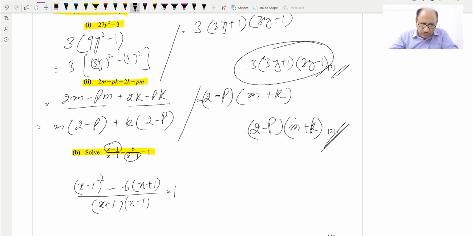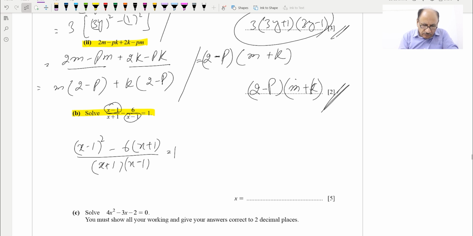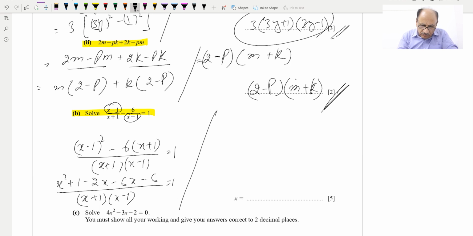And next, we can open the bracket, so it will be x square plus 1 minus 2x, and minus 6 minus 6x, over x plus 1 and x minus 1, is equal to 1. And next step we can add the like terms, so it will be x square minus 8x minus 5 is equal to x plus 1 into x minus 1.